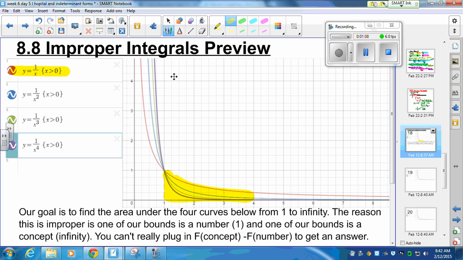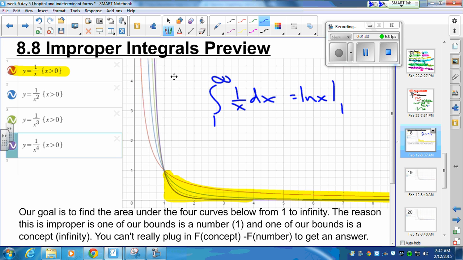Okay, but improper is, I don't want to find the area from 1 to 4. I want to find the area from 1 to forever to the right. So 1 to infinity. The idea of improper is this. When you integrate stuff, like the integral of 1 over x dx from 1 to infinity, I'm kind of doing it all at once. That's ln of x from 1 to infinity.